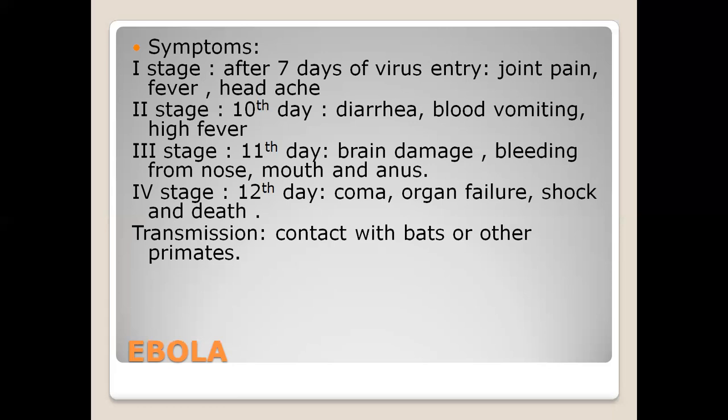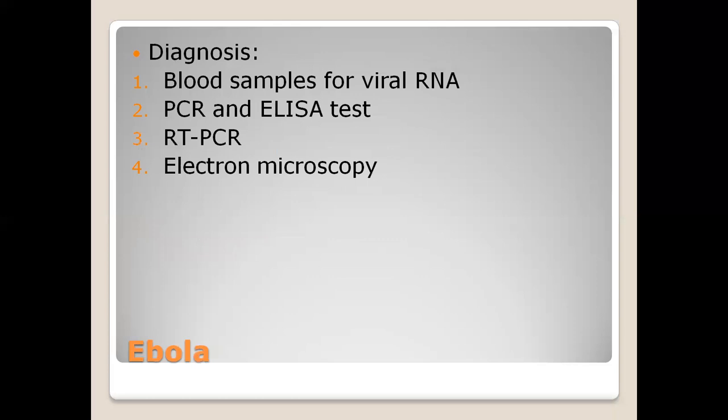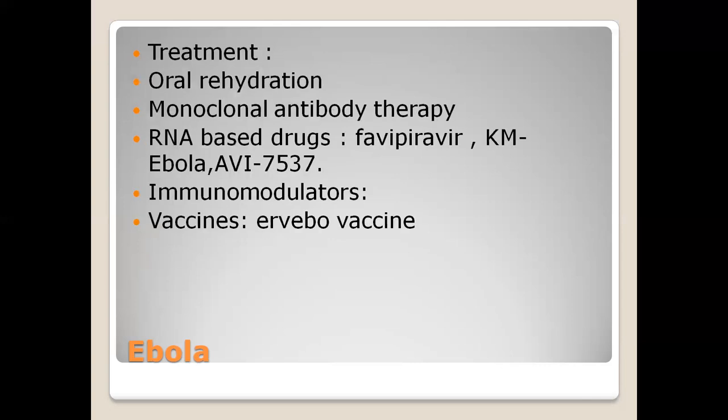And the Ebola virus is mainly transmitted through contact with bats or other primates, which transfer this virus. Diagnosis is mainly done by taking blood samples and checking for viral RNA, and PCR test, polymerase chain reaction, and enzyme-linked immunosorbent assay will confirm the Ebola virus. RT-PCR test will also confirm it, and electron microscopy will also be done for confirming the Ebola virus.